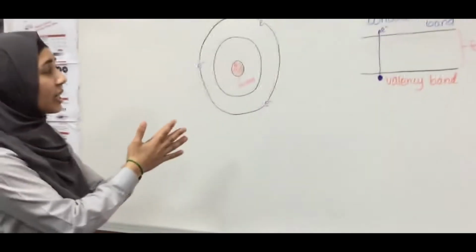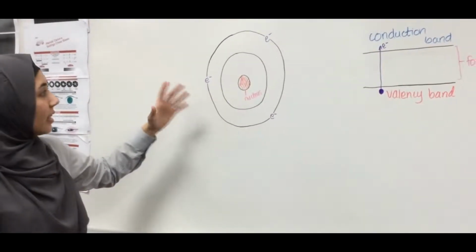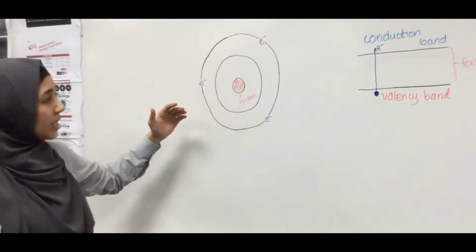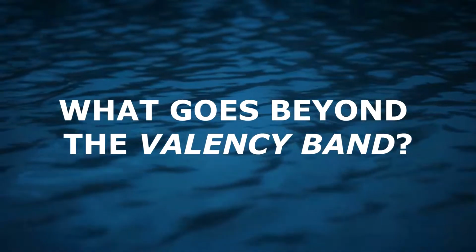So here we have an atom, and as we know, atoms have their own electron shells, and each electron actually has its own energy level, which is represented by a band. The electrons which have the highest energy level form part of the valency band. But what goes beyond the valency band? That is the forbidden zone.